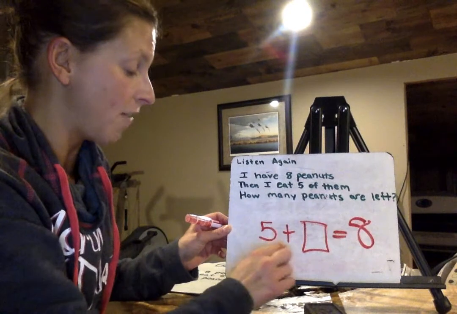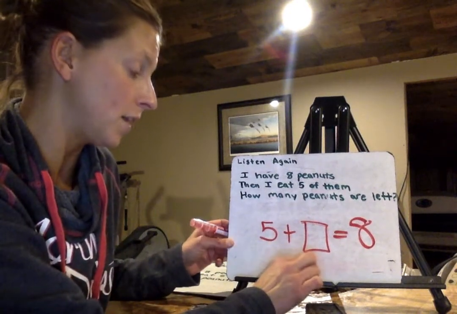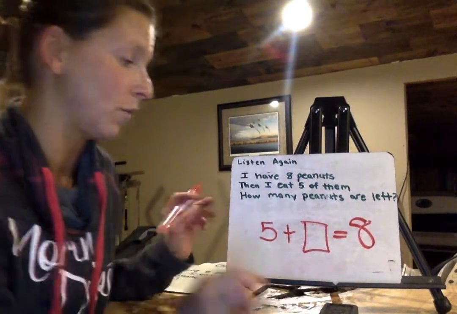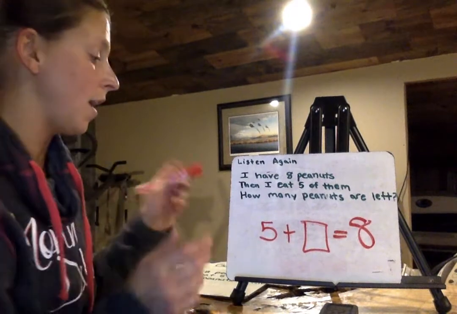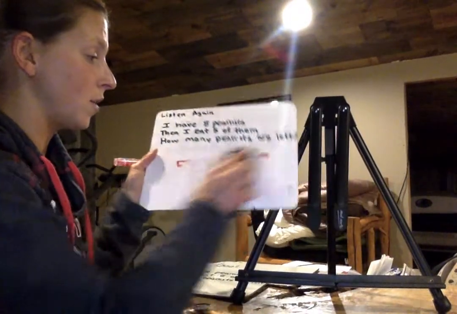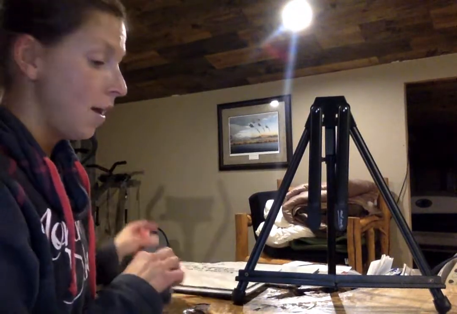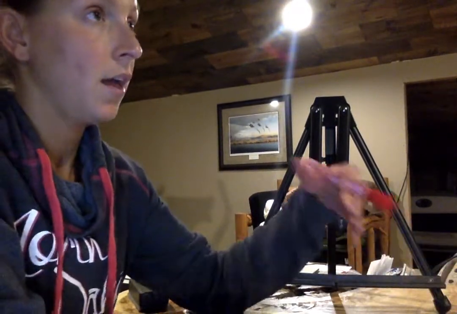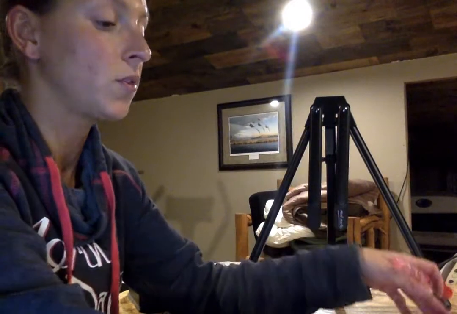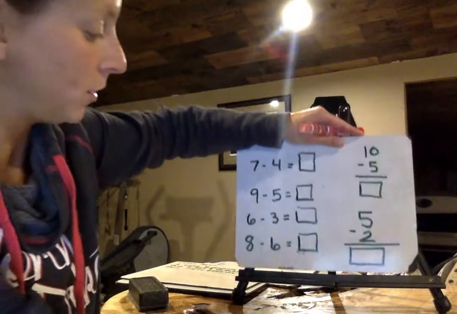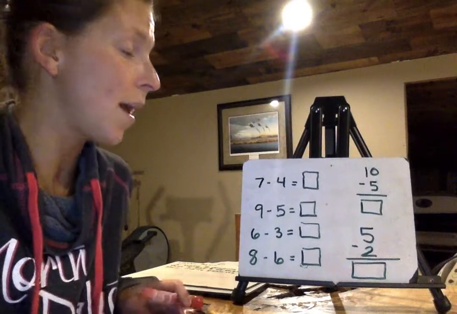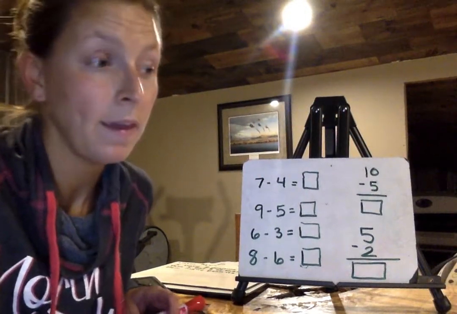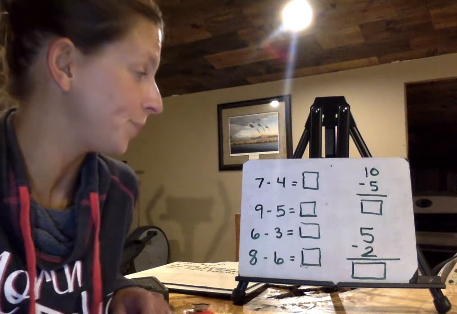So we can say 5 plus the unknown peanuts that are left will equal our total 8. So let's go ahead and you can pause this and go take out a piece of paper and pencil. And let's practice a little bit more with some of the counting on to solve subtraction problems. I think if you have practice, you'll be able to understand. So go ahead, pause, grab a piece of paper and a pencil, and come back when you are ready.